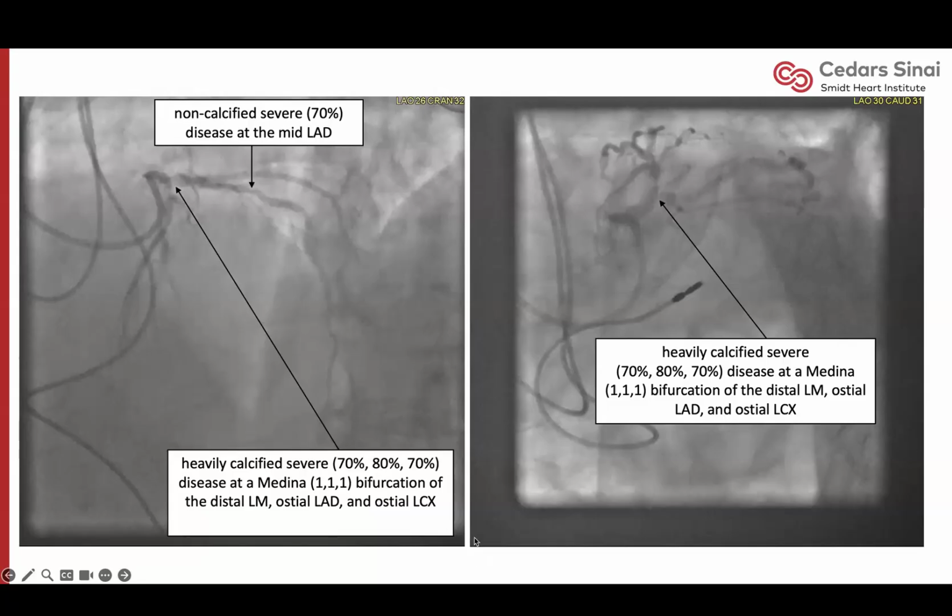I want to show you a real world example of a culotte procedure that we performed. So here you can see I've annotated you have a non-calcified severe 70% disease of the mid LAD, which we'll need to modify. And you'll have this heavily calcified severe 70, 80, 70% disease at a Medina 111 bifurcation of the distal left main, ostial LAD, and ostial circumflex. And I'm showing you a different caudal view here, where you see this Medina 111 bifurcation with heavy calcification.